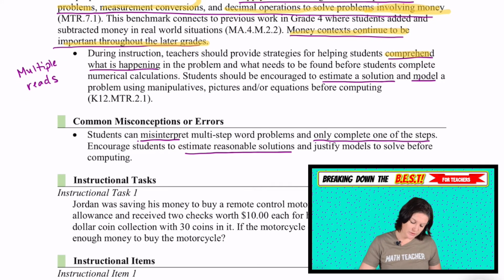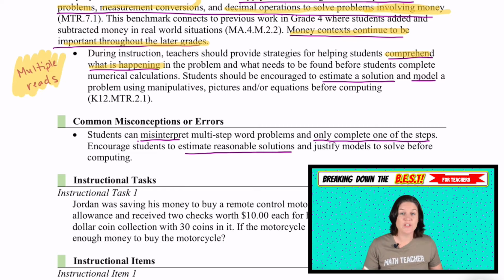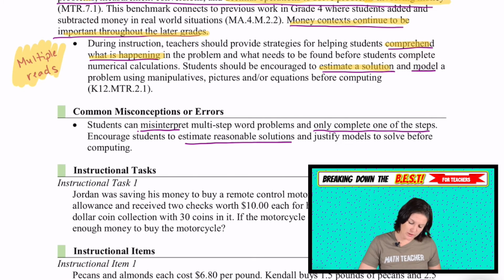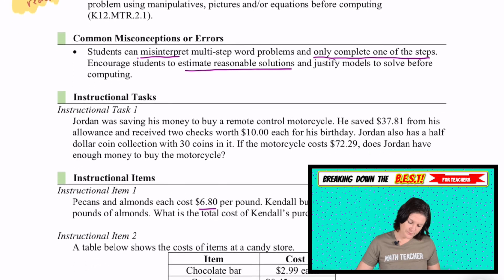It's really important that students comprehend what is happening, that is for sure. So therefore we need multiple reads, which we do in Taking on the B.E.S.T. I model how I read it the first time to get the gist. And then we read it a second time, breaking down each sentence, drawing it out until we understand what's going on and really thinking about the context of the problem. And it says students should be encouraged to estimate a solution and model.